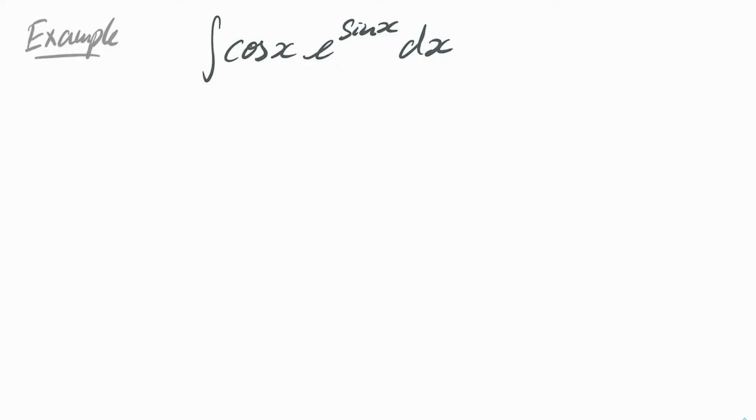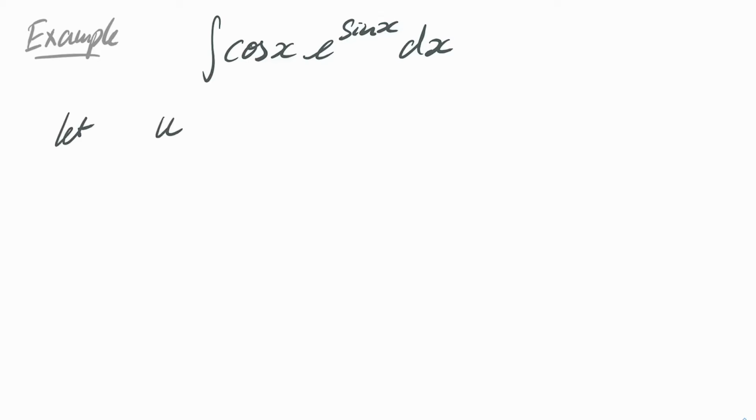How does it work in practice? Let's try a couple of examples. Let's look at the integral of cosine x times e to the power sine x. Now, the first thing to note is that cosine x is a derivative of sine x, so that's our first clue that using the substitution rule might be useful.